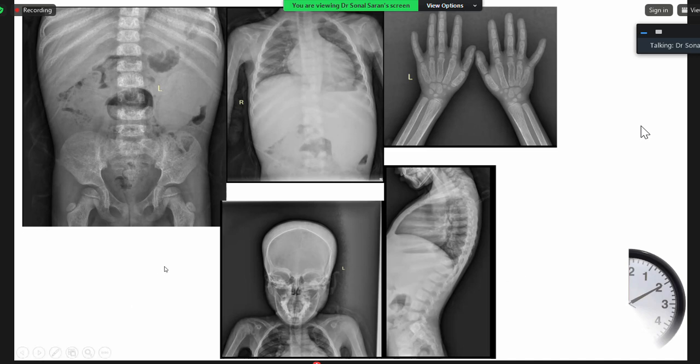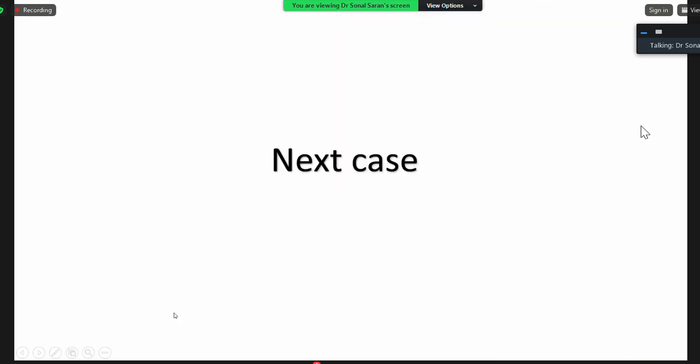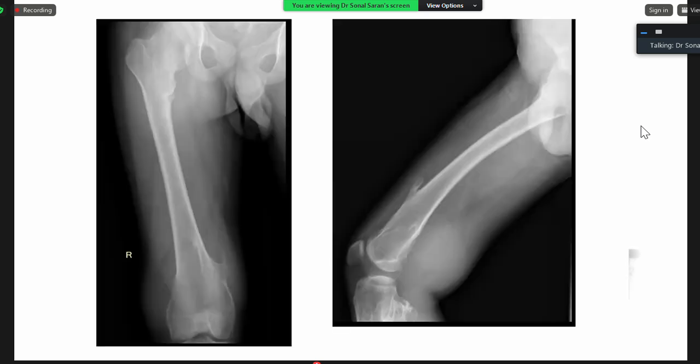So this is a case of severe anemia with ineffective hematopoiesis, which may be because of thalassemia or any other reason. So it leads to increased hematopoiesis in the medullary space and sometimes in the extramedullary areas as well. So the case of severe anemia with ineffective hematopoiesis. Another case. This is the next case. What do we see here?